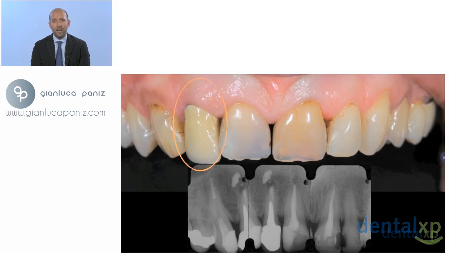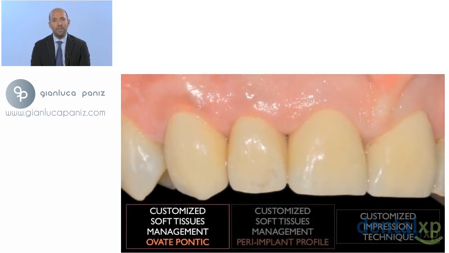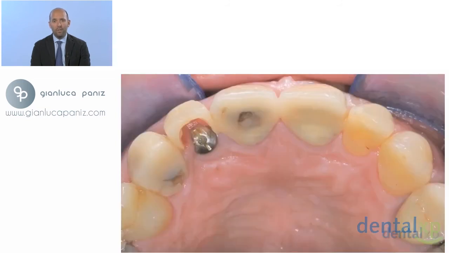It is an acrylic provisional restoration. The treatment plan is involving 3 crowns on tooth number 6, on tooth number 8, and on tooth number 9. We extract tooth number 7, and we start with the first step that we saw also in the previous cases. It means the customized management of the soft tissue over the implant with the ovate pontic.